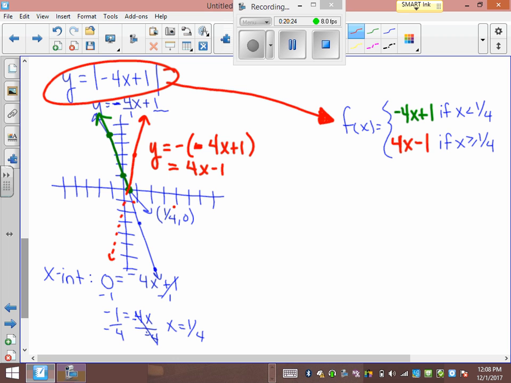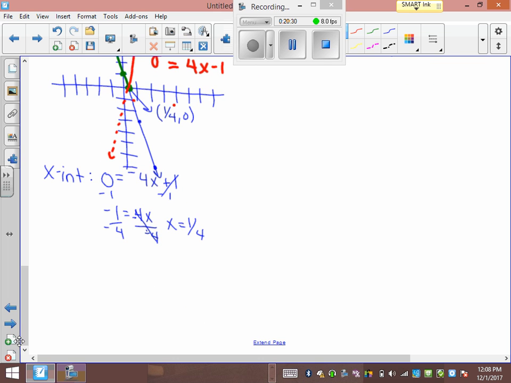Okay. Let's try a quadratic. So, C. C out of the book is y equals the absolute value of negative x squared plus 1.